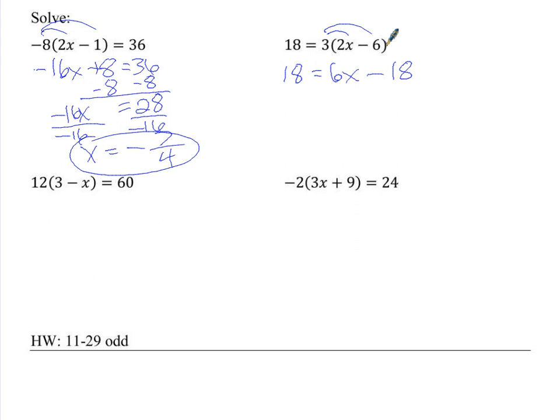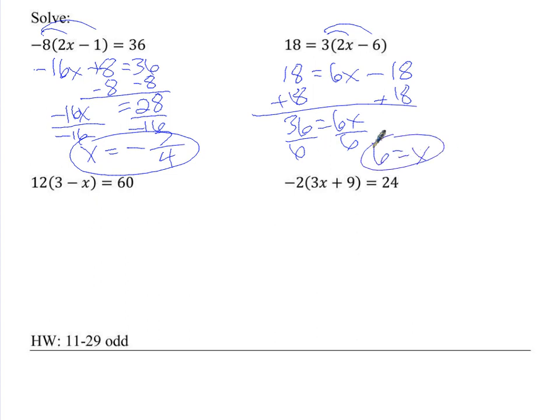Combine like terms. Do we have any like terms to combine? No. We will eventually. Now what? Okay, add 18 to both sides. What do we get? All right, now what? So we get x equals 6 as our answer. Again, check your answers. Make sure you're getting these right.